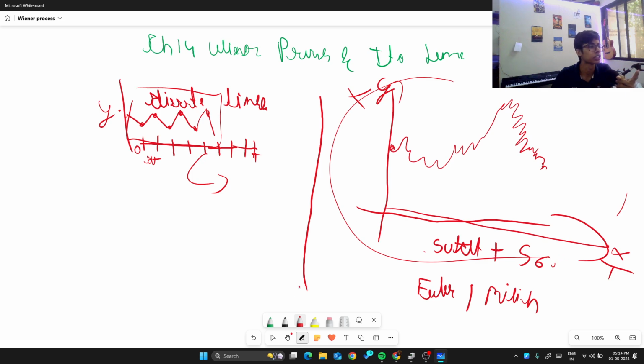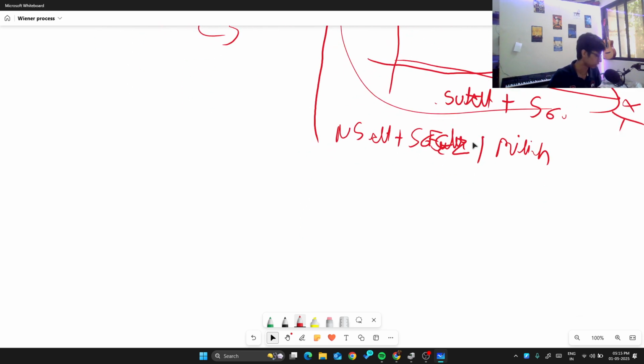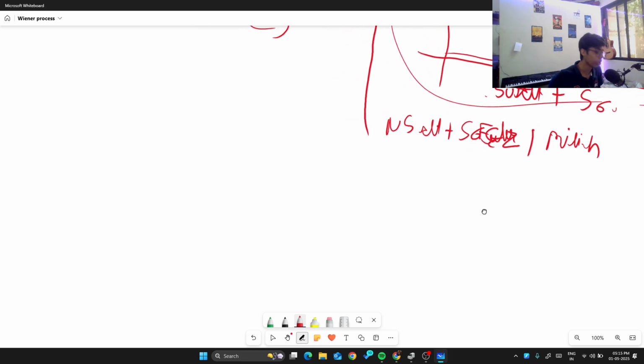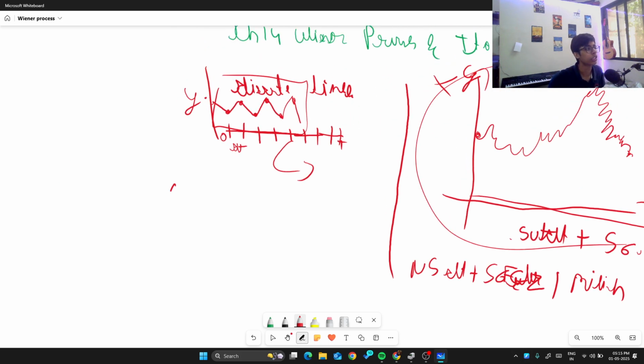This is the mu term, mu S dt, plus S sigma, and this is the Brownian term, dz. So let me show you again. I will discuss what the stochastic differential equation is, so you understand. In discrete time the variable that changes is a discrete variable, and in continuous time it is called a continuous variable.